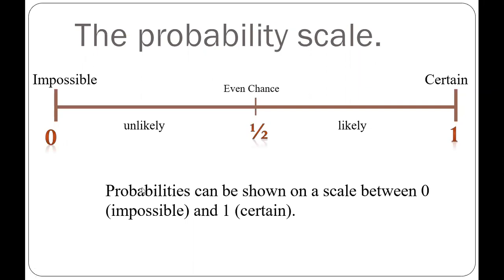Now, this is the probability scale. If you can see, we have the line. We have the probability scale or the probability line. So in this line, remember, when a probability is certain, it is 100%.